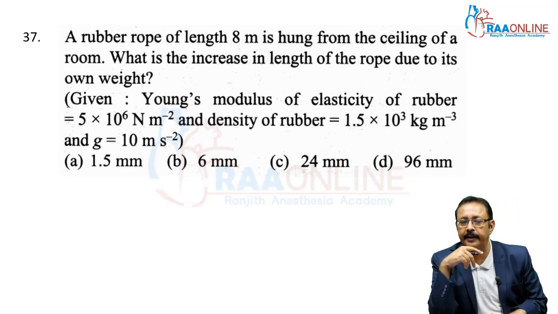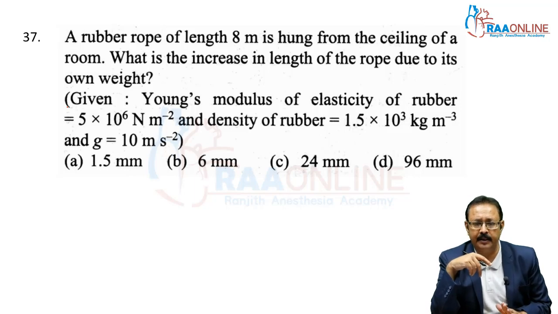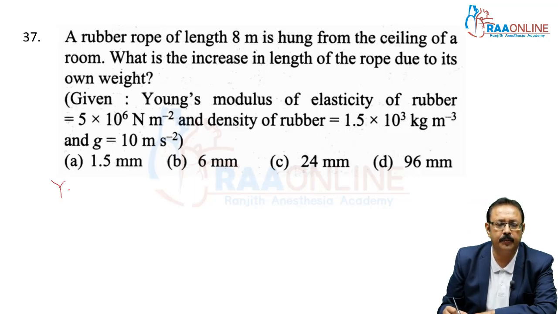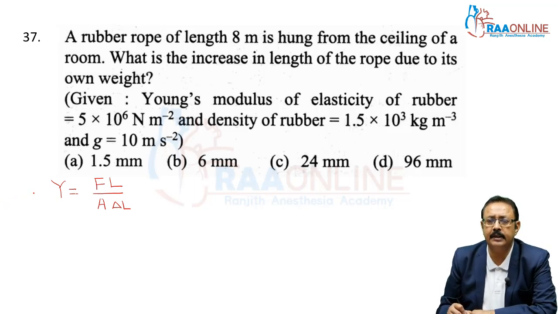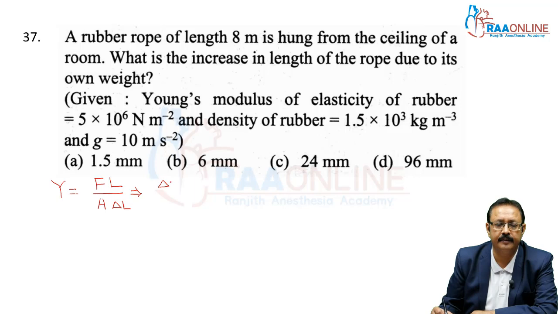Next, again a very good problem. A rubber rope of length 8 meters is hung from the ceiling of a room. What is the increase in length of the rope due to its own weight? Now density is also given. First I am making my formula. Y is equal to FL divided by A into delta L. I want to calculate the increase in length of the rope, so I am taking delta L on one side. So I am getting FL upon AY. What is force? Force is its weight. So it should be M into G.